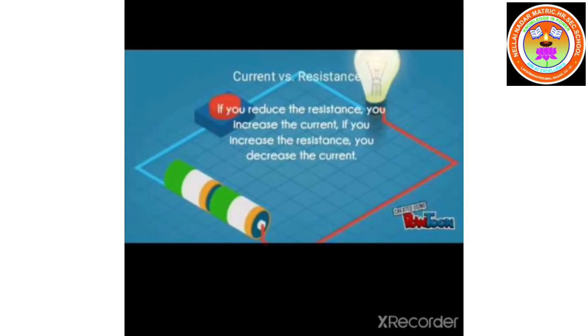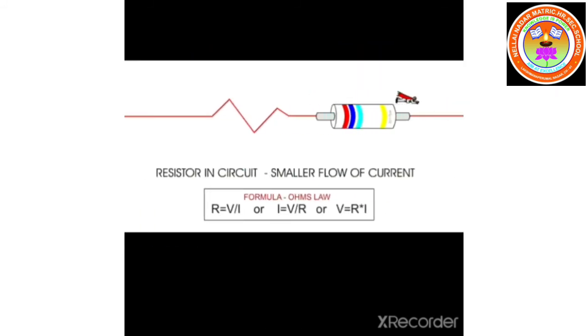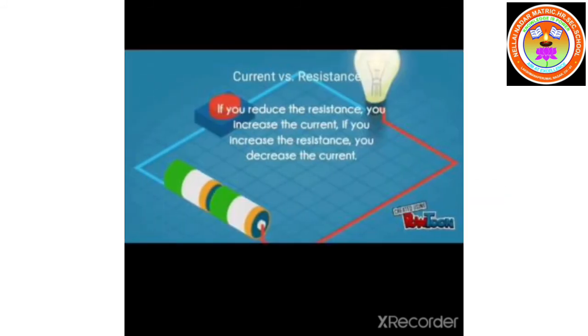So what is the relationship between current and resistance? Already we have discussed, look at the formula R is equal to V by I. That is, I and R are inversely proportional, students. Once the R value decreases, the current value will increase because both factors are opposite to each other. And if you increase the resistance, the current will decrease because current and resistance are opposite factors.